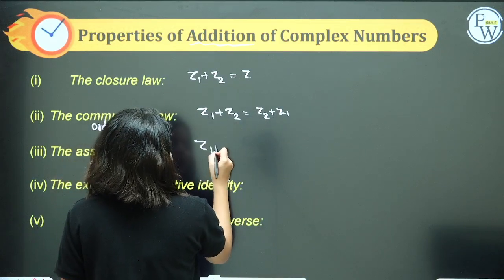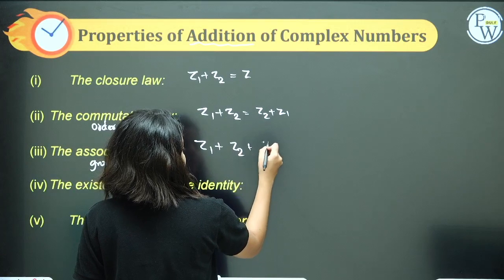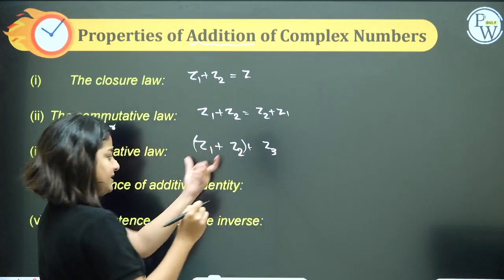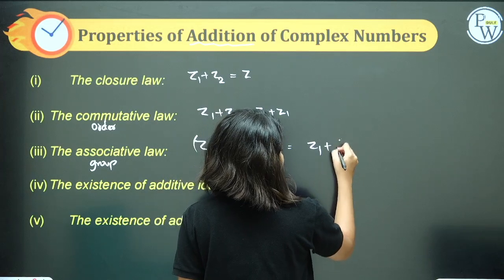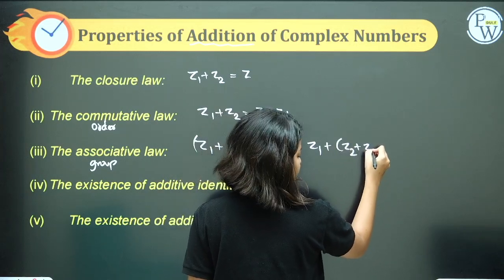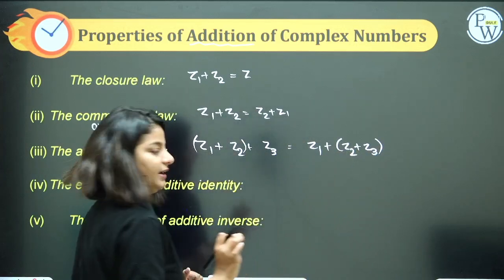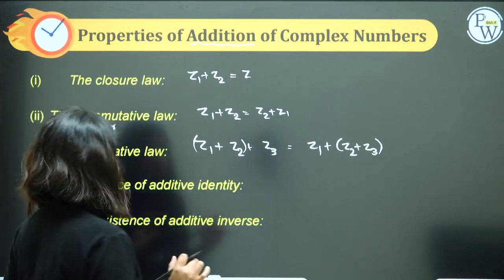It doesn't matter how you group the elements. Z1 plus Z2 plus Z3, you add Z1, Z2 first and then to it Z3, or you do it the other way. This is also fine. Both are correct.